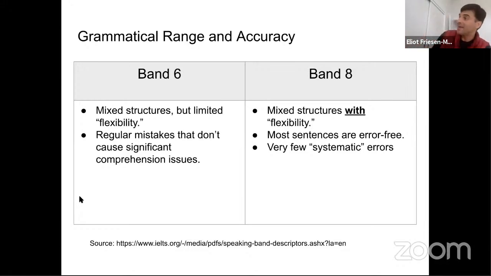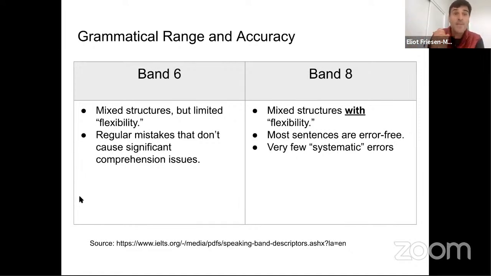Okay, because a band 8 response will have that flexibility. You'll see that response moving through structures easily, without too much trouble and without too much thought that needs to go into it, okay? Also, a band 6 response is going to make regular mistakes, but the mistakes don't cause really significant issues of understanding.